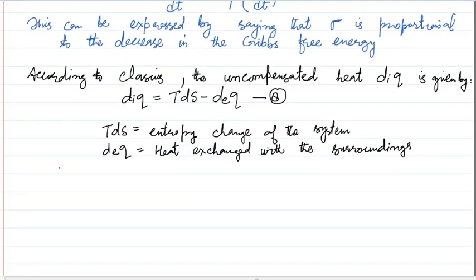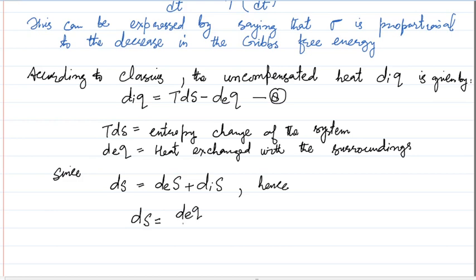Since we know this dS, that means the total change in entropy of the system, is related to this expression, hence we can write simply dS will be equal to d_eQ upon T plus d_iQ upon T. This is equation 9.